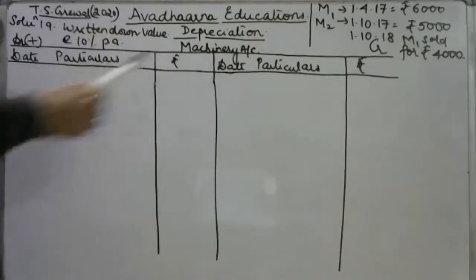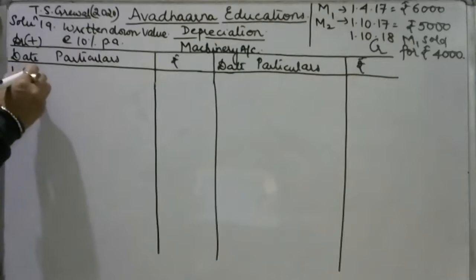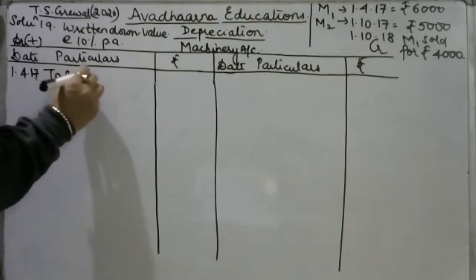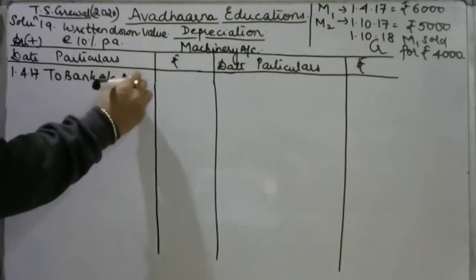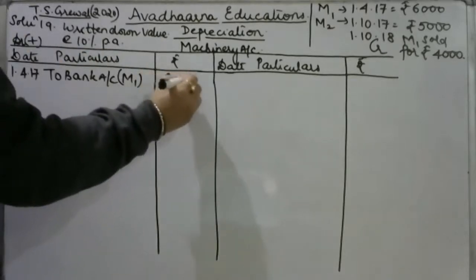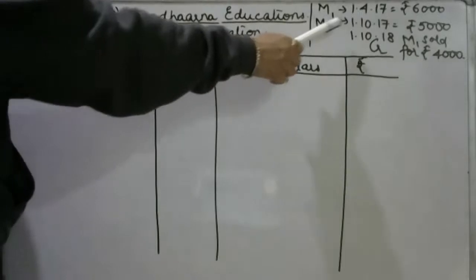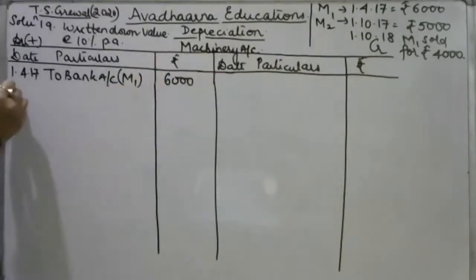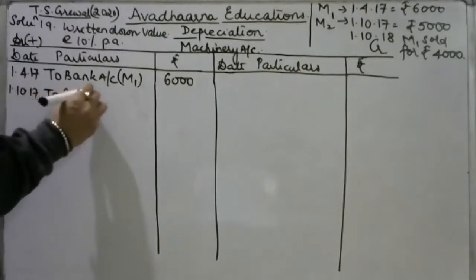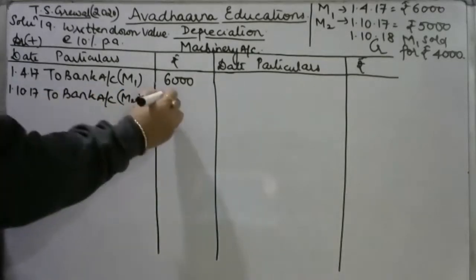Now, as per the question, your first machinery M1 is purchased on 1st of April 2017. So we'll write to bank account. Bank account, M1 is purchased, fine, and the amount is 6,000. Now, the second machinery is purchased in the same financial year, but on 1st of October 2017. So we'll write on 1st October 2017 to bank account, M2 second machinery is purchased for rupees 5,000.